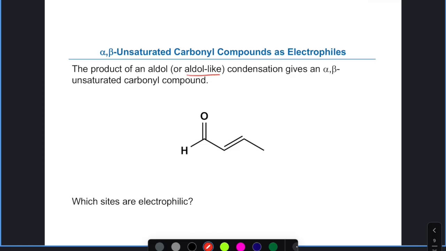This is our condensation product that we get with the addition of an aldehyde with another aldehyde plus the extrusion of water. If you look at a molecule like this, where is it electrophilic? So we've got a delta plus here, delta minus over there. Where else? Now we've got this double bond in there. Where else do you have an electrophilic site?